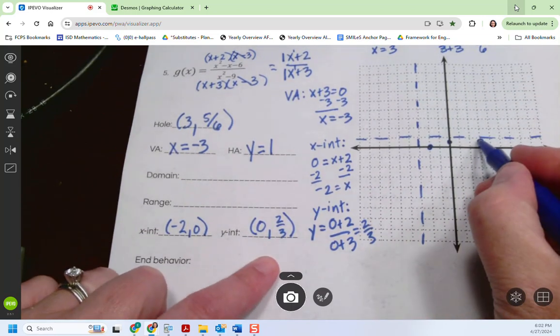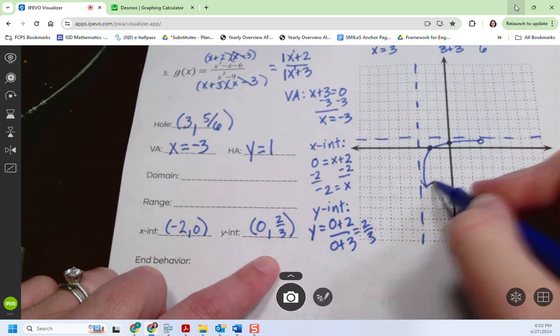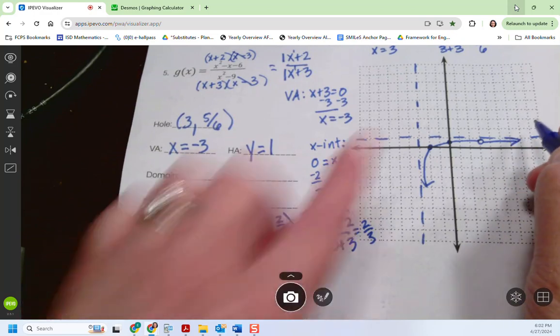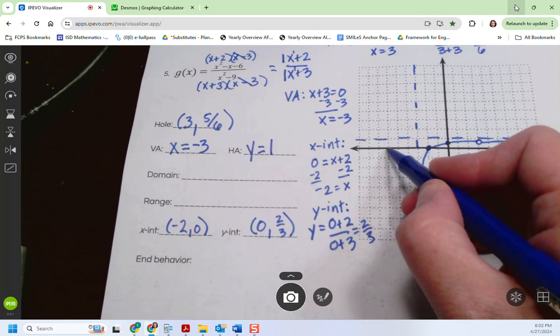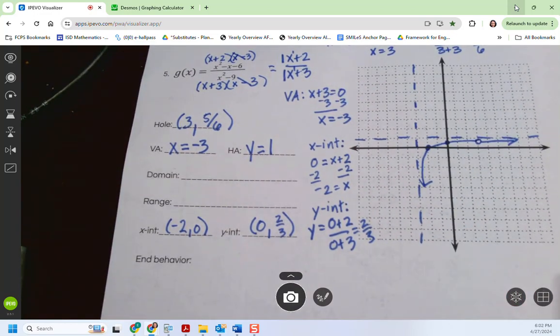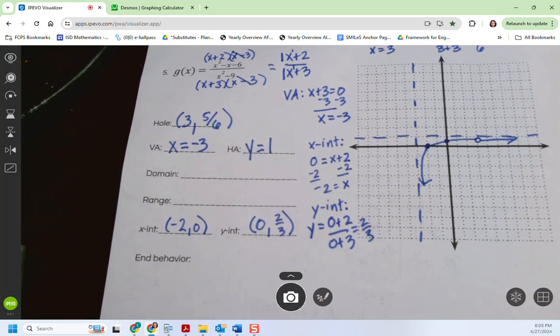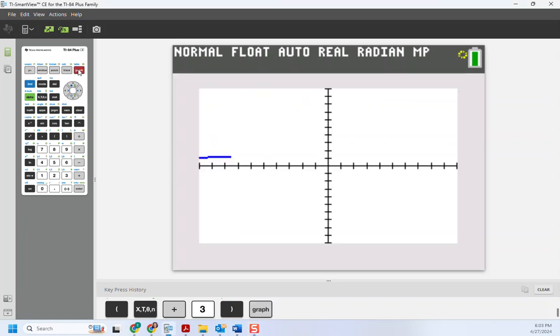So we actually have plenty of points for this branch over here. But I'm going to need some points for this branch. So I want to see what's happening when x is negative 4, negative 5, negative 6. So I'm going to graph this in my calculator. All right, so go to your y equals, clear out what's already in there. Remember to put parentheses around the top and the bottom. Here's your parentheses. Your X button is over here. I'm going to press graph.